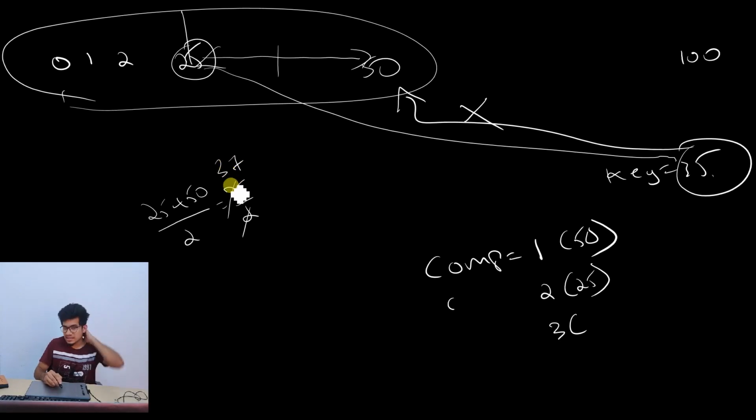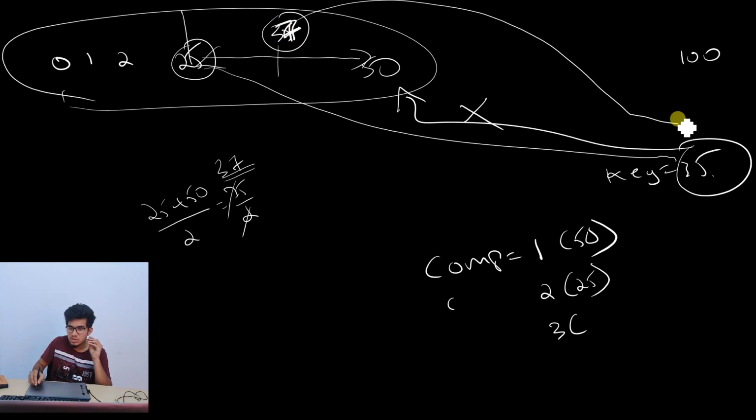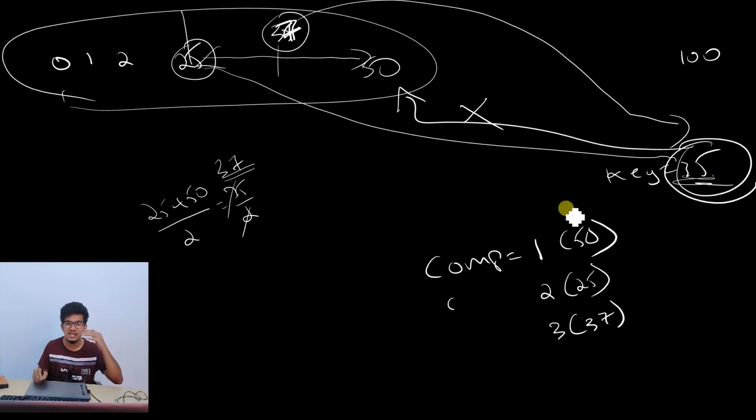37, okay, it will be 37. So we will split at 37 and see, is 37 equal to 35? No, so the third comparison was 37. Is 37 equal to 35? No. So 35, you tell me, is it less than 37 or greater than 37? 35 is less than 37. That's why again it will split by half.